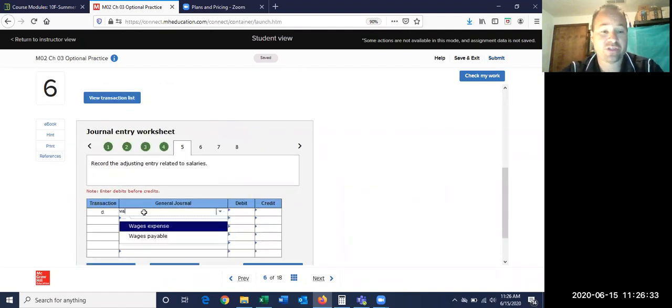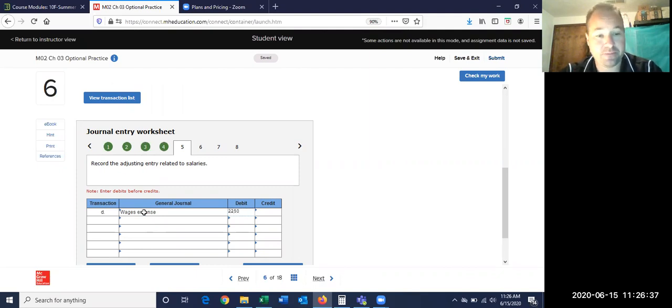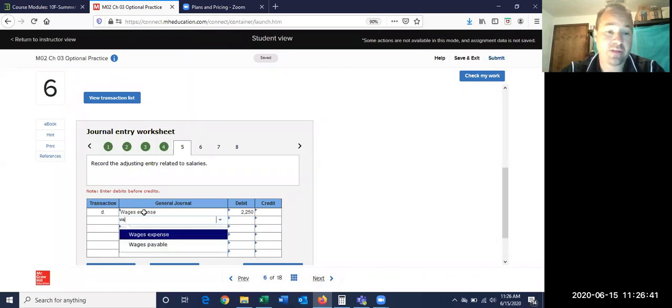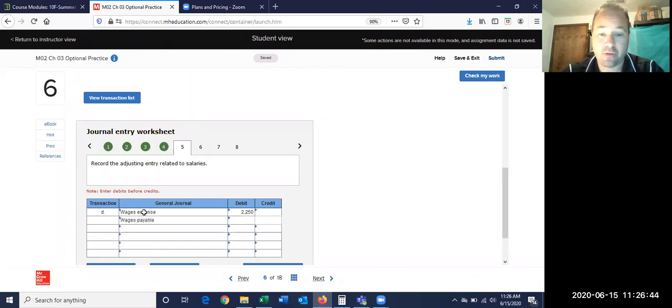So we have a wages expense of $2,250. And then if we didn't pay him, if this was an adjusting entry, then it has to be a wages payable for $2,250.